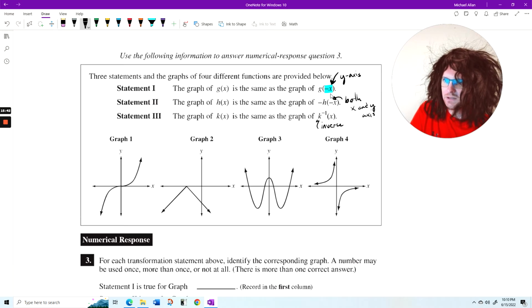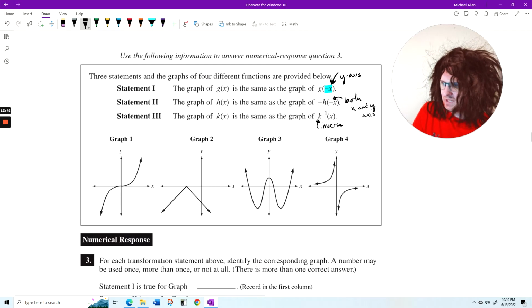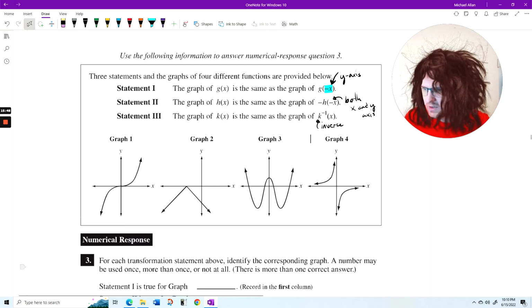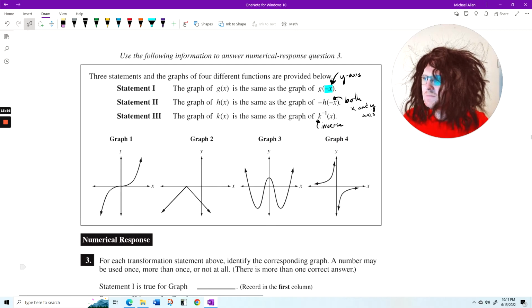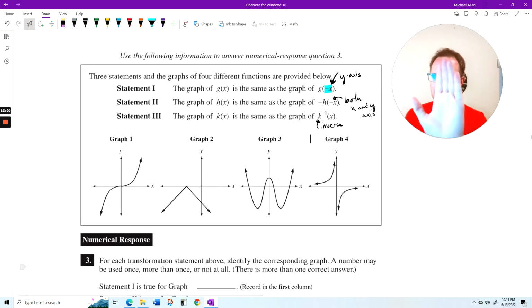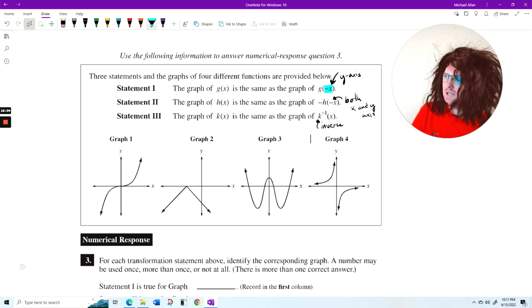I'm just going to put a lot of arrows here. So if I do it over the x-axis, we're trying to figure out which graphs, four different functions below for each of the transformations. The graph of g of x is the same as the other graph. So when I reflect it over the y-axis, which graph stays the same?